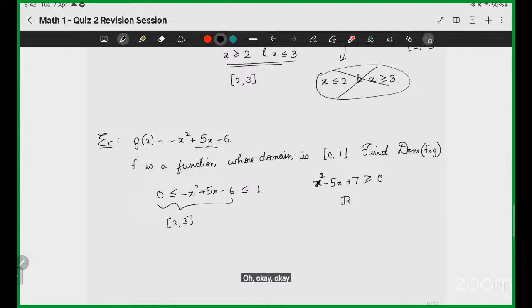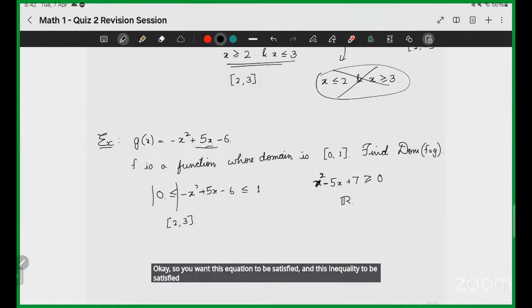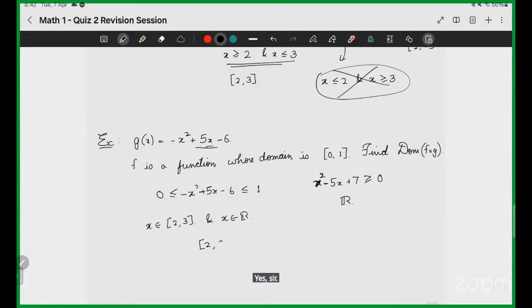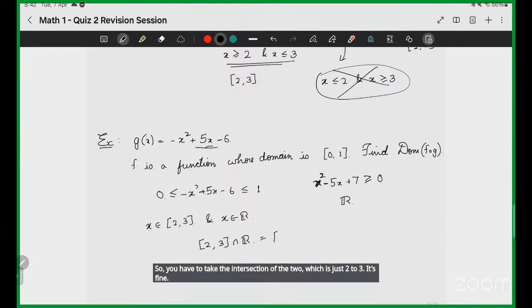So you want this inequality to be satisfied and this inequality to be satisfied, both of them. So you need x in 2 to 3 and x in R. So you have to take the intersection of the two, which is just 2 to 3. It's fine.